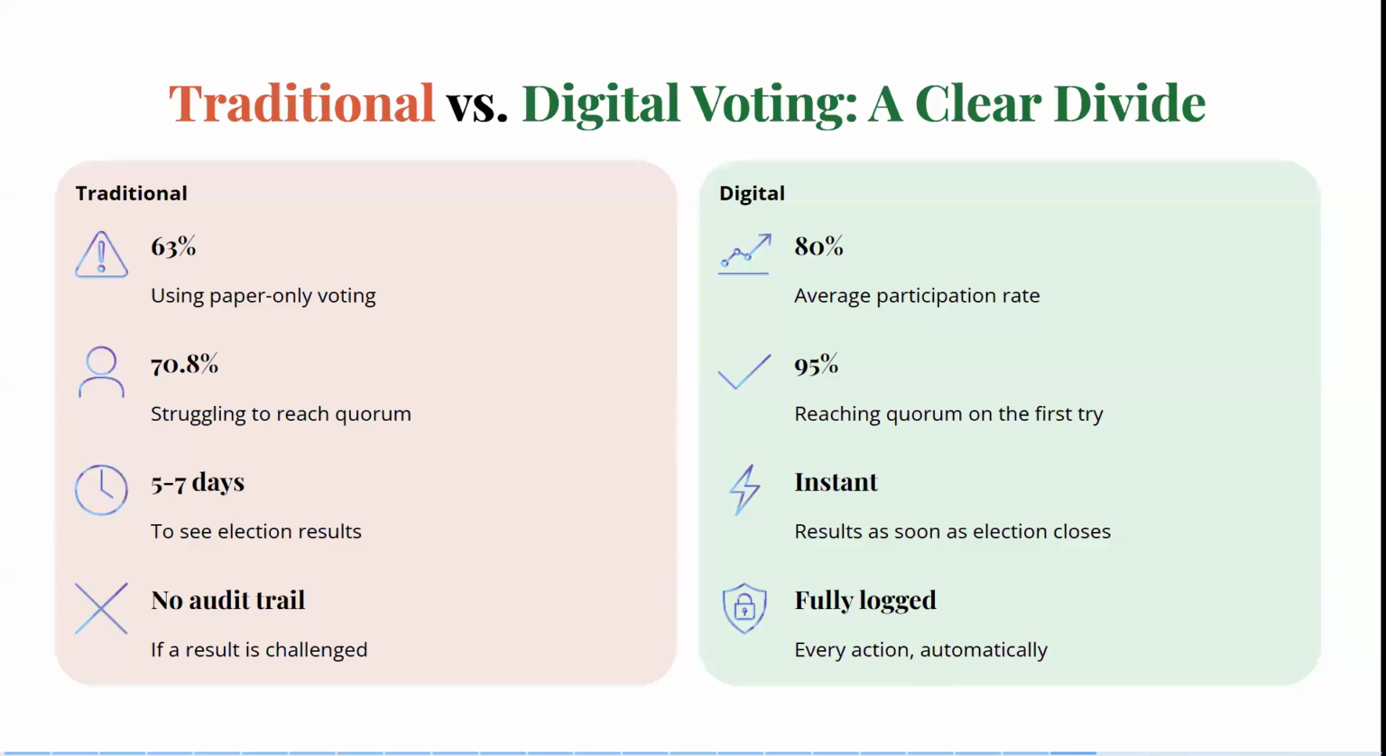On the digital side, based on the communities we've worked with, like the Princeton Greens example I just shared, we're seeing participation rates around 80% and quorum reached on the first try in 95% of cases. Results are available instantly as soon as the election closes, and every single action is logged automatically.